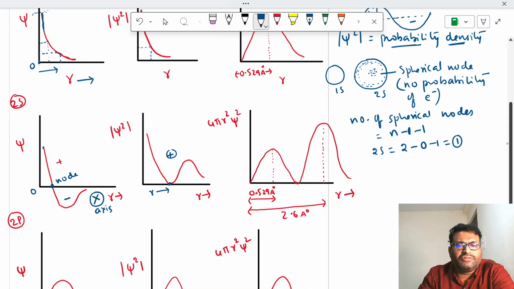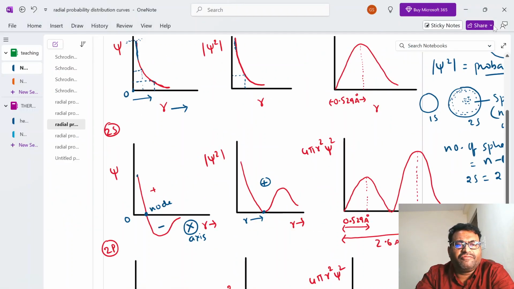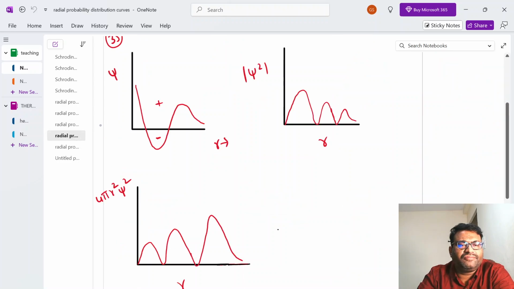Now let us see here for the 3s orbital. Let us discuss the same for the 3s orbital.